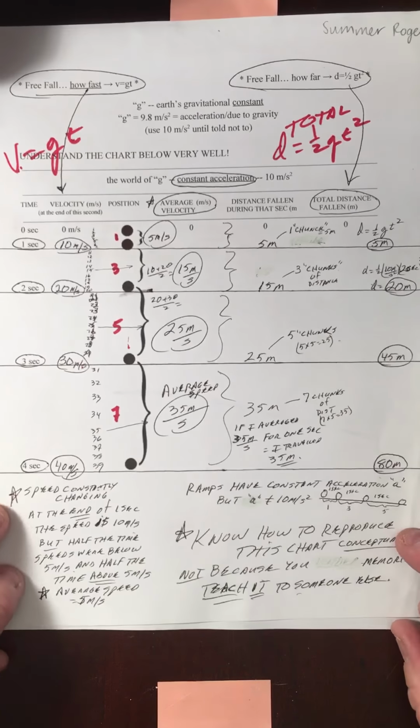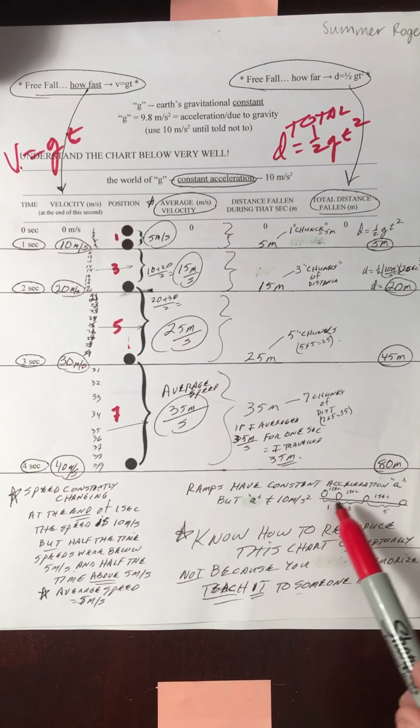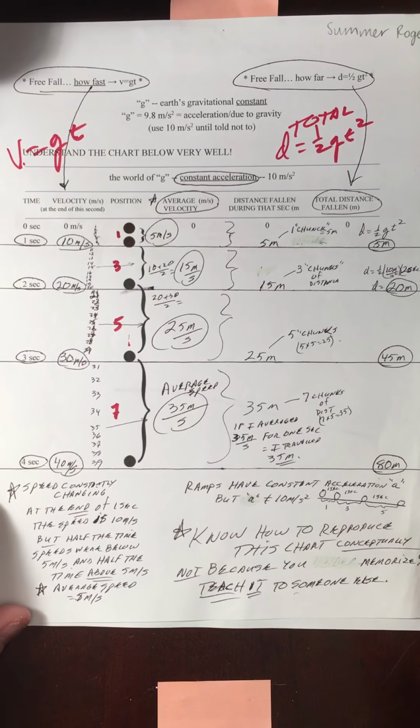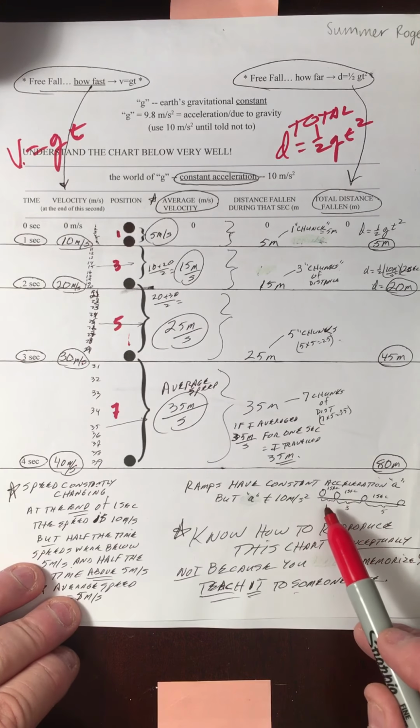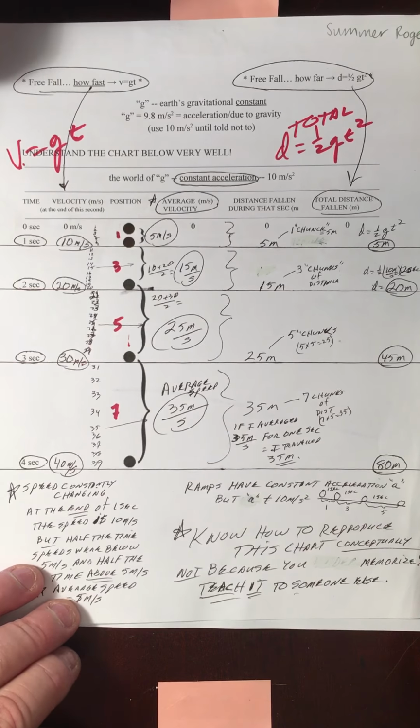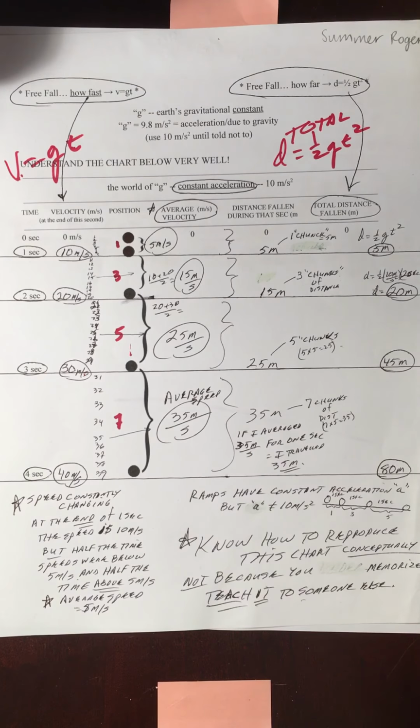Okay, in another chapter, we'll learn that ramps, for example, can give constant acceleration, but it's not going to be anywhere close to 10 meters per second squared. It may be maybe 2 meters per second squared. Well, this just has to do with free fall.